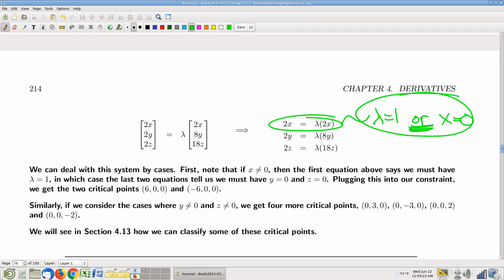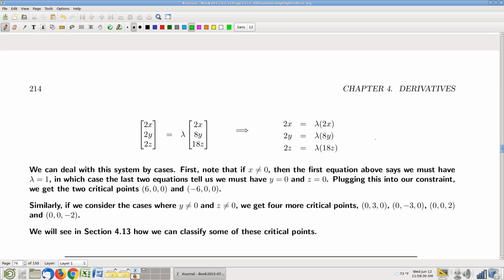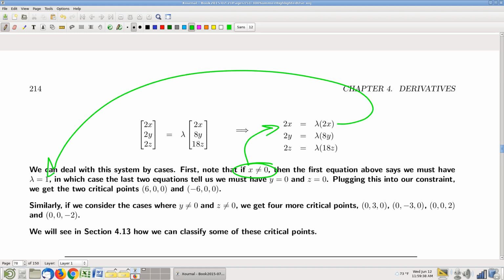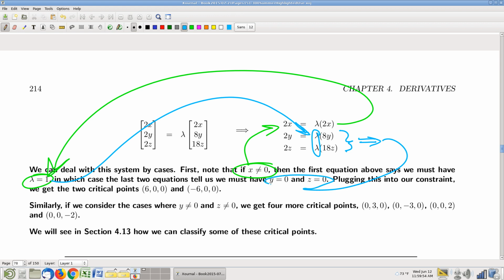So we got to deal with that whole x equal to 0 business. The way I'm going to do that is let's sidestep it. Let's first consider what happens if x is not 0. If x is not 0, then I can conclude lambda is equal to 1. If lambda is equal to 1, I can plug into these two equations, and that tells me y and z both have to equal 0.